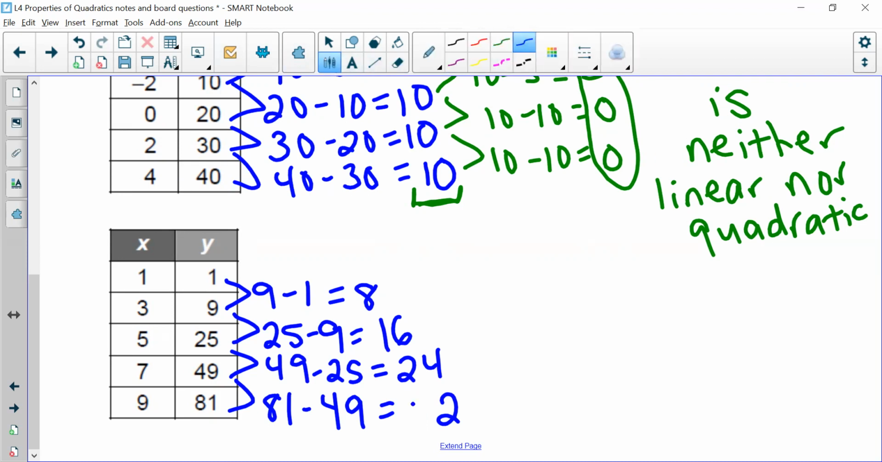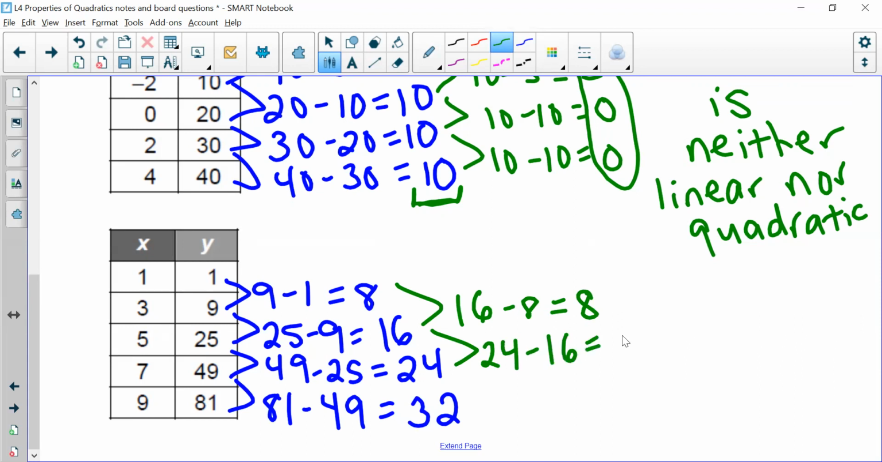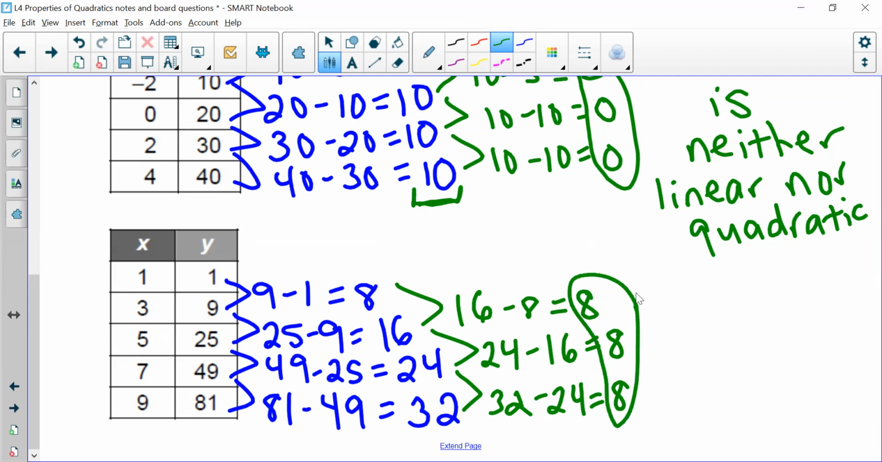Okay, now if you look at this column, these are not the same. So again, we're going to do second differences. What's 16 take away 8? 8. Good. These numbers got smaller. What's 24 take away 16? 8. Good. 32 take away 24. 8. Good. So what's this data? Quadratic. Fantastic, because the second differences are constant.